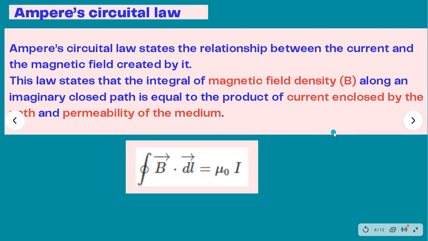Ampere's circuital law. Ampere's circuital law gives a relationship between current and the magnetic field produced by a current carrying conductor. So it states that the line integral of the magnetic field along an imaginary closed path called an Amperian loop is equal to the product of permeability of the medium and the current enclosed by that path.